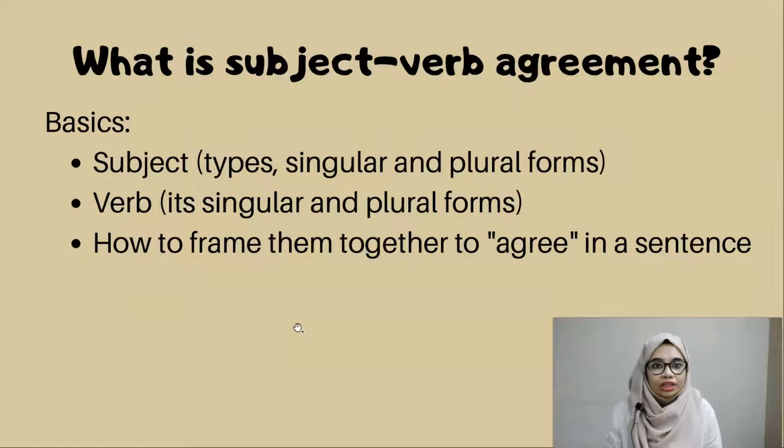Now, what is subject-verb agreement? The basics. We will first need to understand what is a subject, the different types of subjects, singular and plural forms of the subject. Then we will see what is a verb. We are not going to get into very technical details because if we were to teach you everything about verbs, we would need a whole 1 week of video.